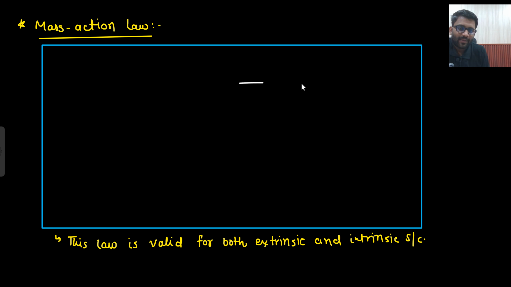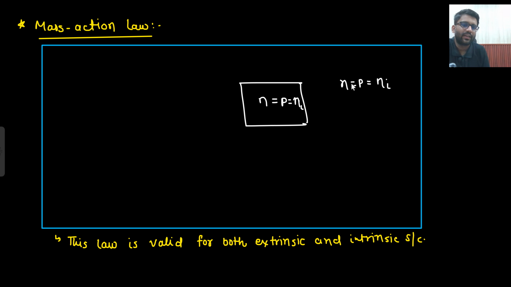So now let's just say I am having an intrinsic semiconductor. In this intrinsic semiconductor, I know that number of electrons will be equal to number of holes, and that will be equal to Ni, right? So here I am telling that number of electrons is equal to number of holes, and that is equal to Ni, and I am saying that these are 10. So 10 electrons are there, 10 holes are there, and Ni value will also be 10.